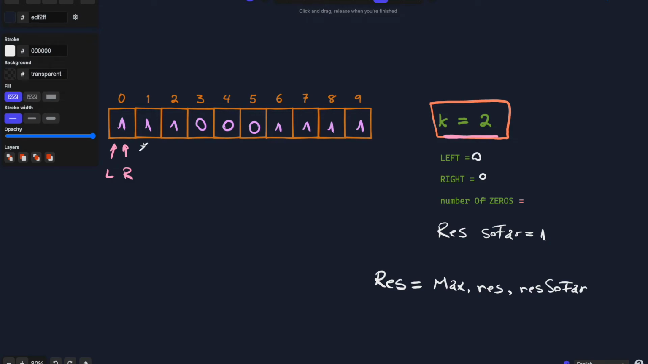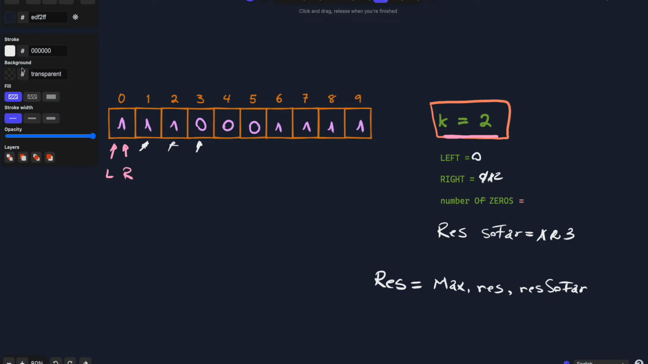So we said we're going to move our right. So our right becomes 1. And still no zeros. We're allowed 2 zeros. So our result so far becomes 2. We're going to move our right again to 2. Our result so far becomes 3. And then we're going to move our right again.